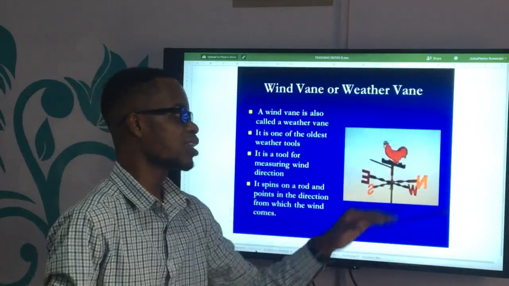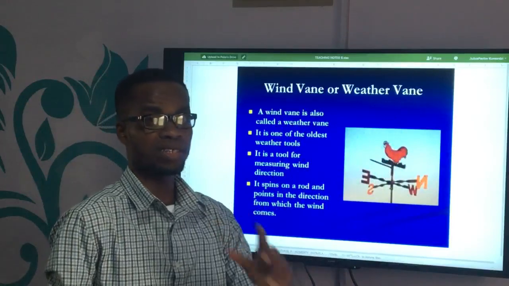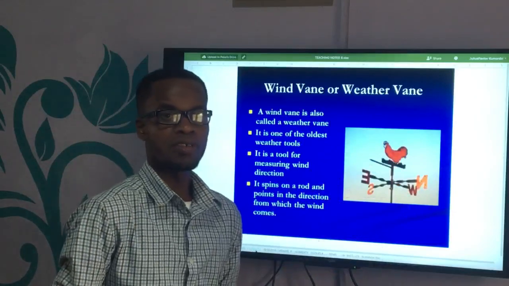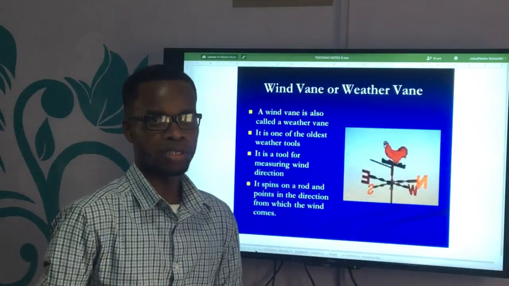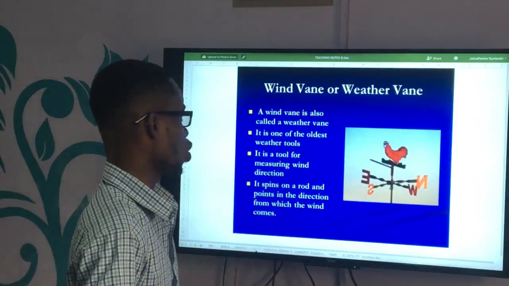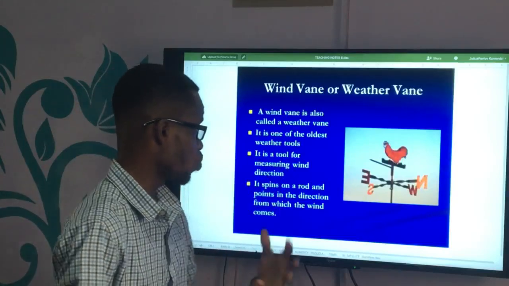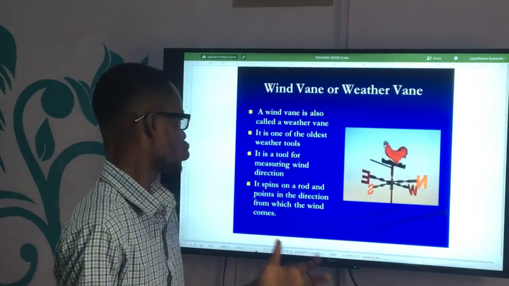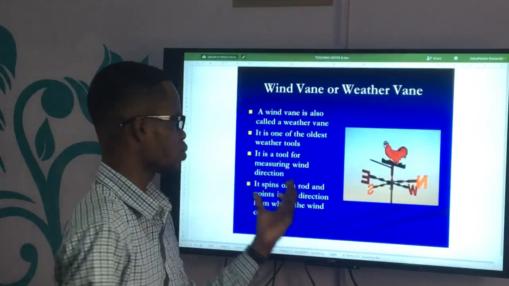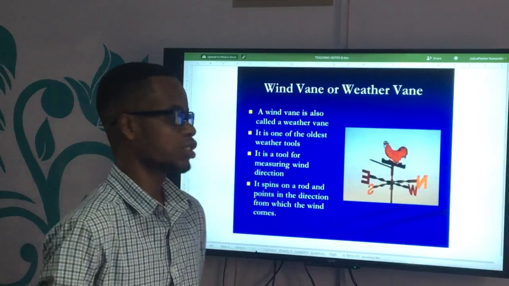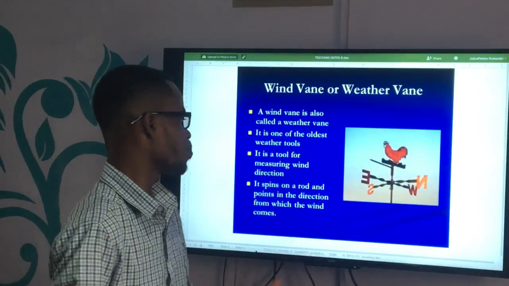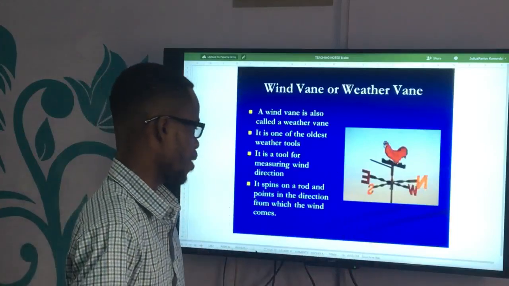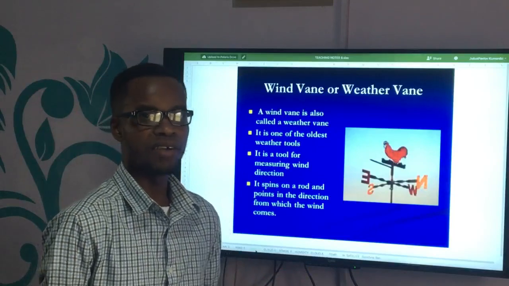So most of the time you find something being put on the top, but the most important thing is that it must have the cardinal points, and must be built firmly on the rod. So a wind vane, also called a weather vane, is one of the oldest weather tools. It is a tool for measuring wind direction. So this is where you have to take note. It spins on a rod and points in the direction from which the wind comes. That is the primary function of the wind vane.